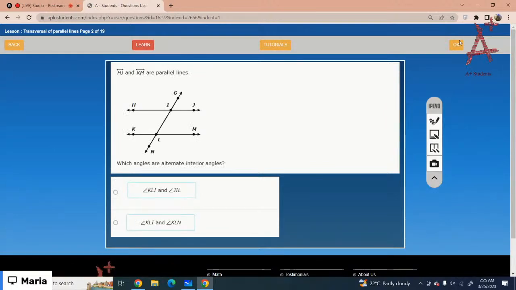Okay. HA and KM are the parallel lines, and this one is exactly the same. JIL and KLI, they are the two angles that are alternate interior angles. Got it? So the second option is the correct option. No, option number 1 is the correct option: KLI and JIL. Option number 1 is the correct option.